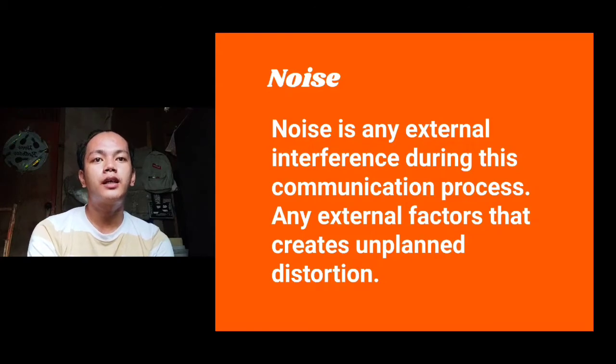Examples of noise in the encoding of the message could be lack of radio or television signal. Noise can also occur when the sender and receiver fields of experience do not overlap, if there is no common ground between them, which may result in a misunderstanding in the meaning of the message.